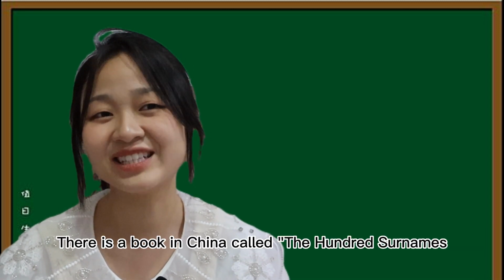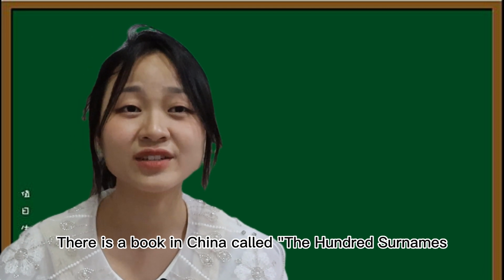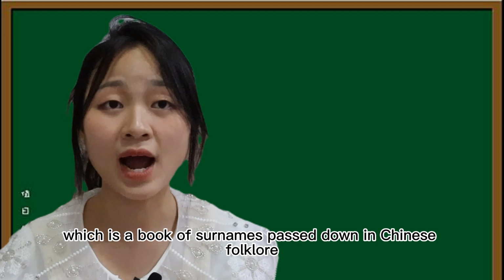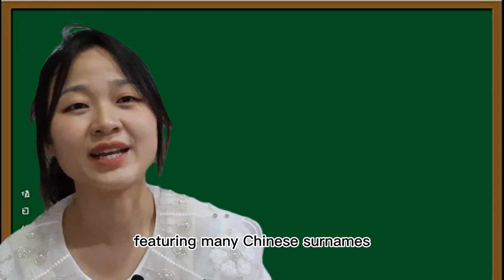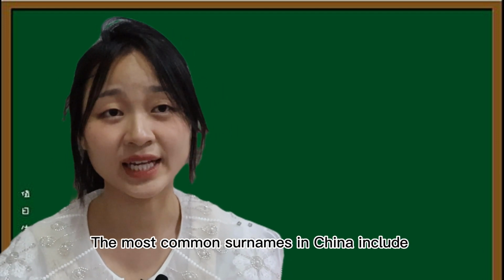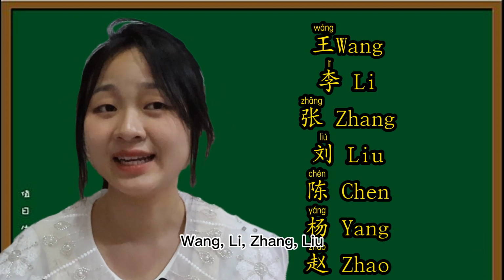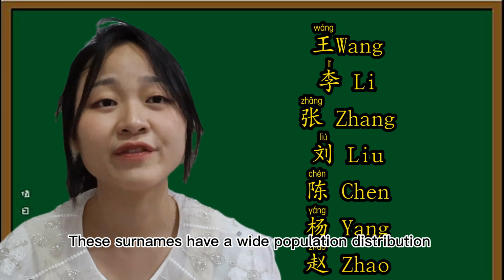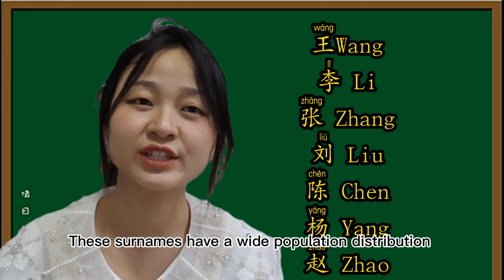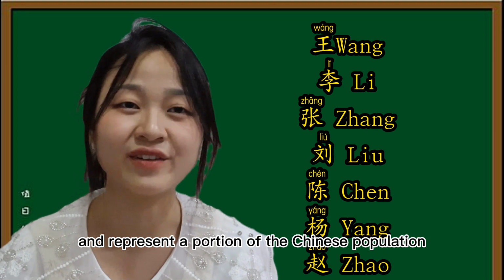There is a book in China called The 100 Surnames, which is a book of surnames passed down in Chinese folklore, featuring many Chinese surnames. The most common surnames in China include Wang, Li, Zhang, Liu, Cheng, Yang, Zhao, etc. These surnames have a wide population distribution and represent a portion of the Chinese population.